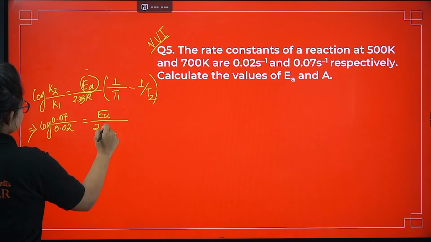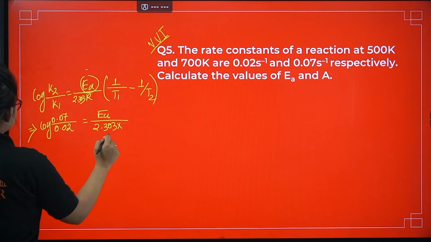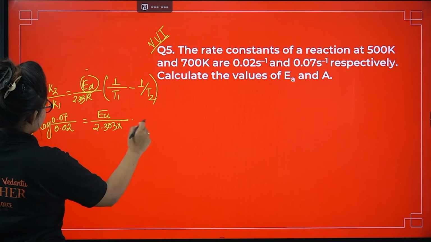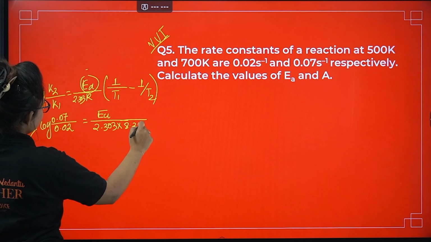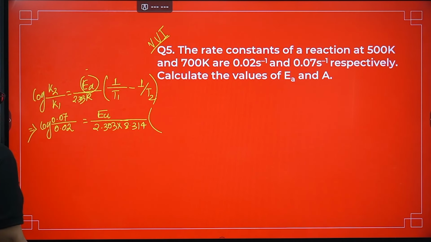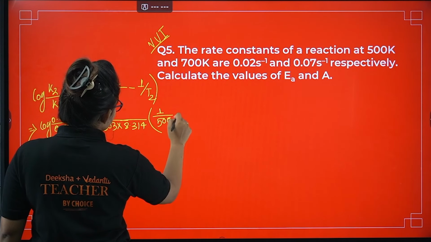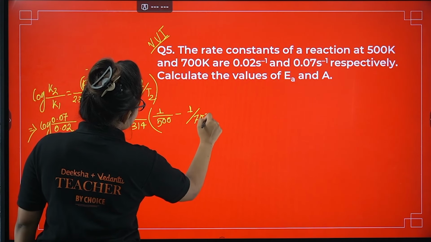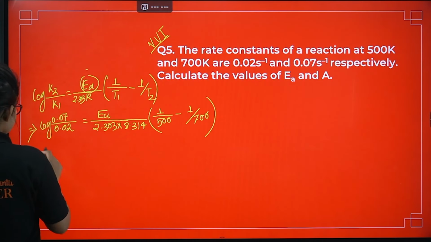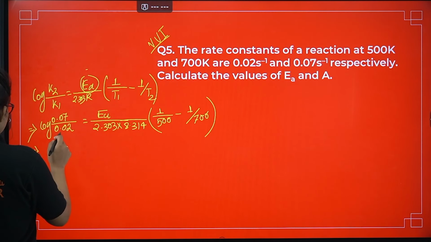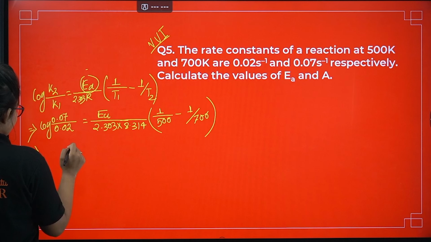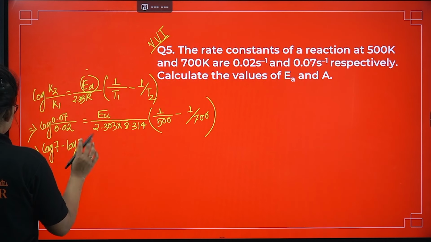Okay, 2.303 into 8.314. Here if I just put the temperature, then 1 by 500 minus 1 by 700, right? So if I just further simplify this thing, it should be log 7 by 2, right? Log 7 by 2 means log 3.5. Or better, you can do log 7 minus log 2, that also you can do.